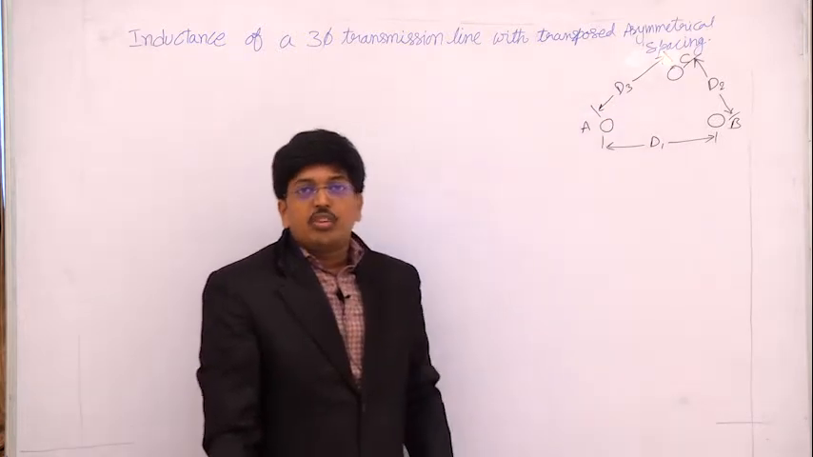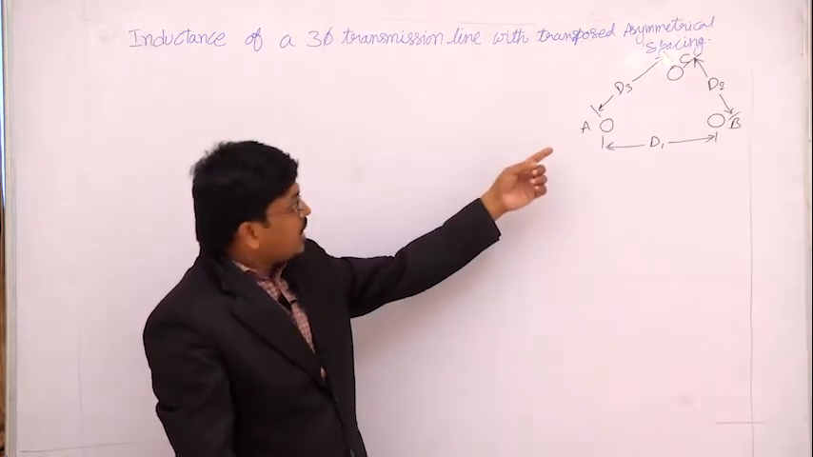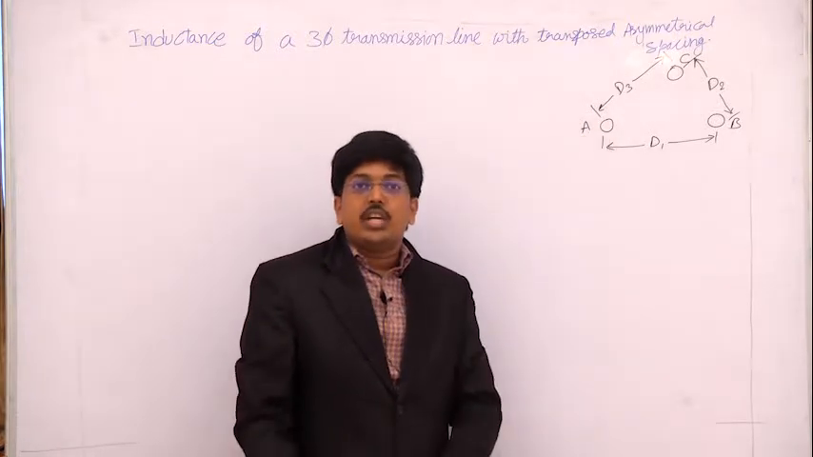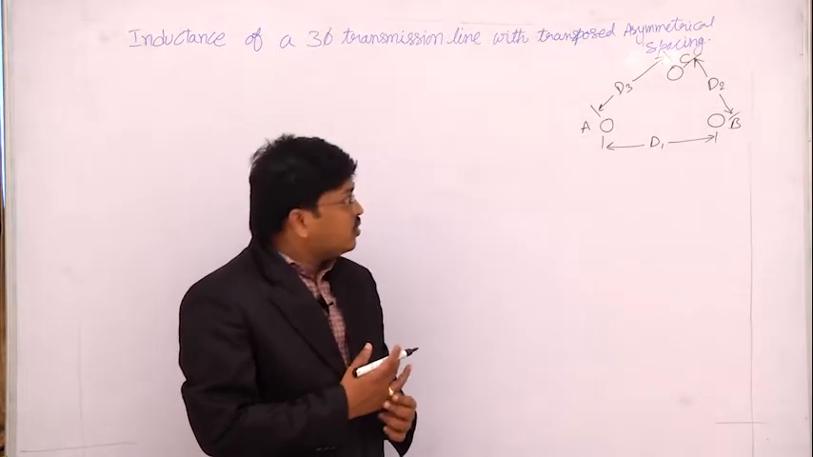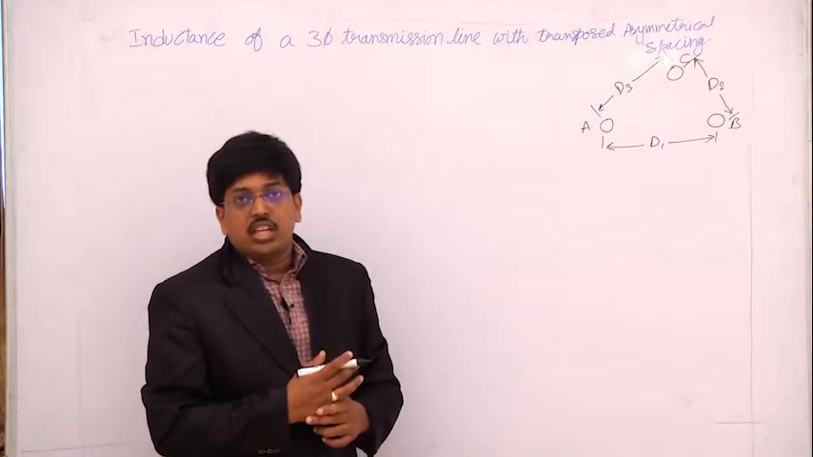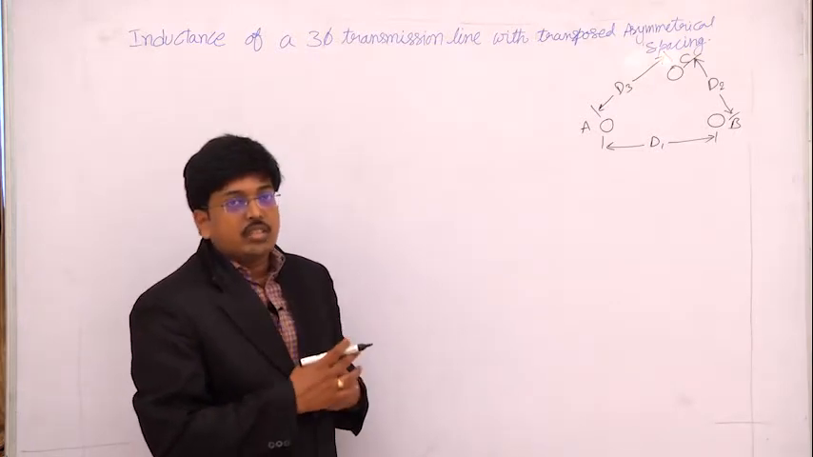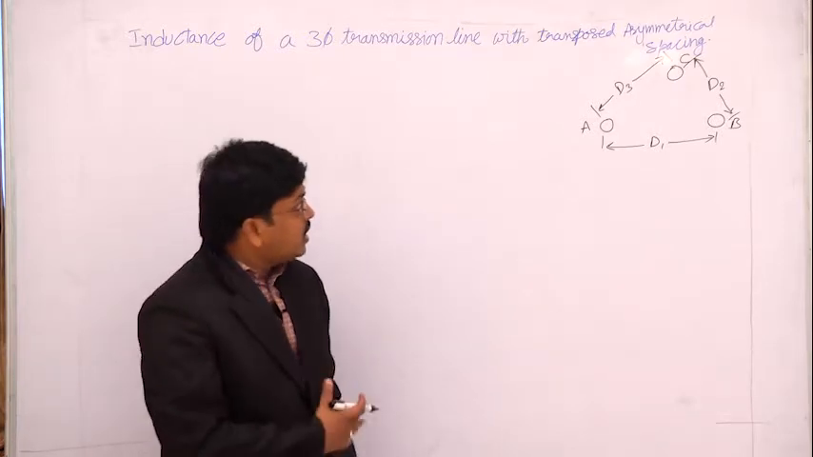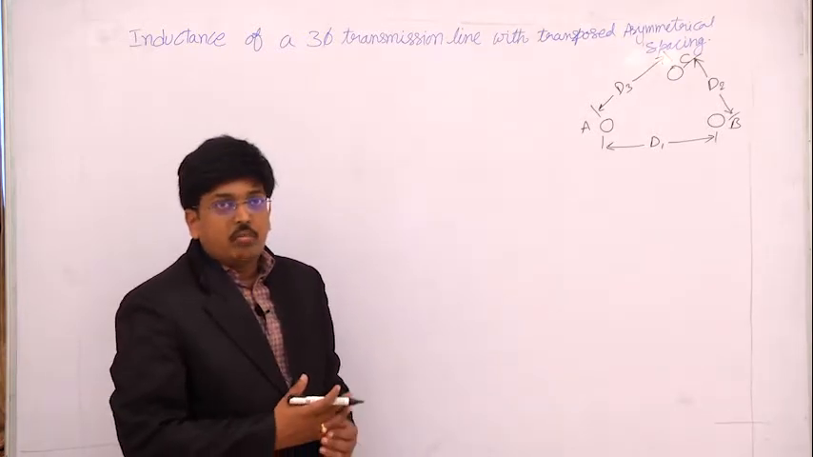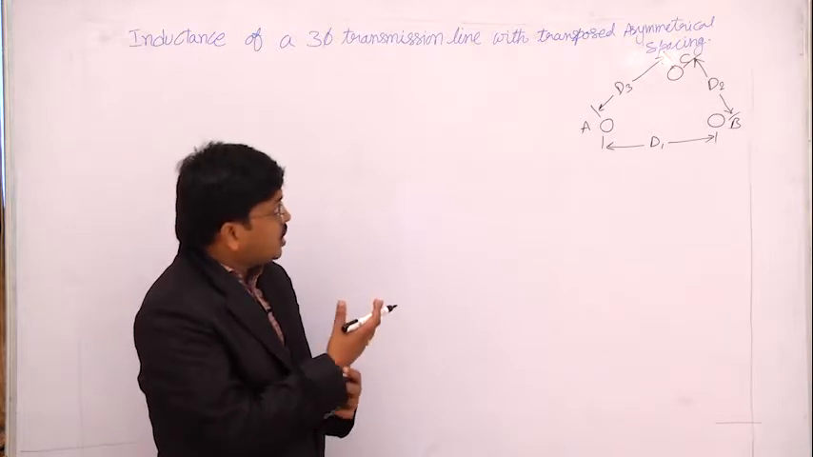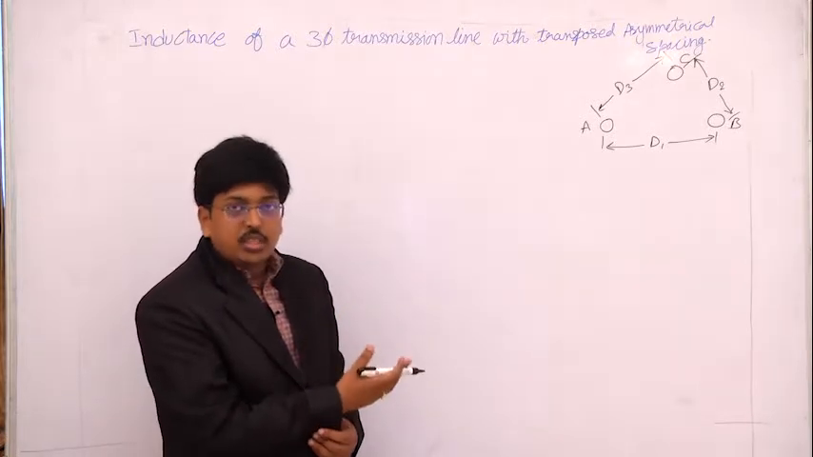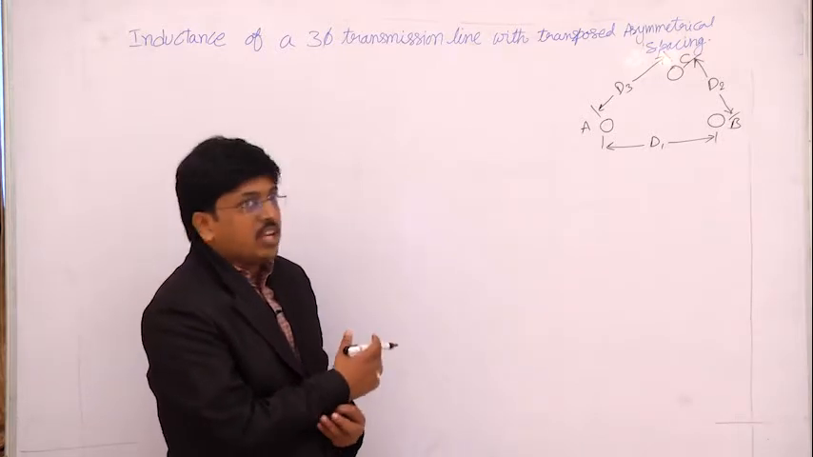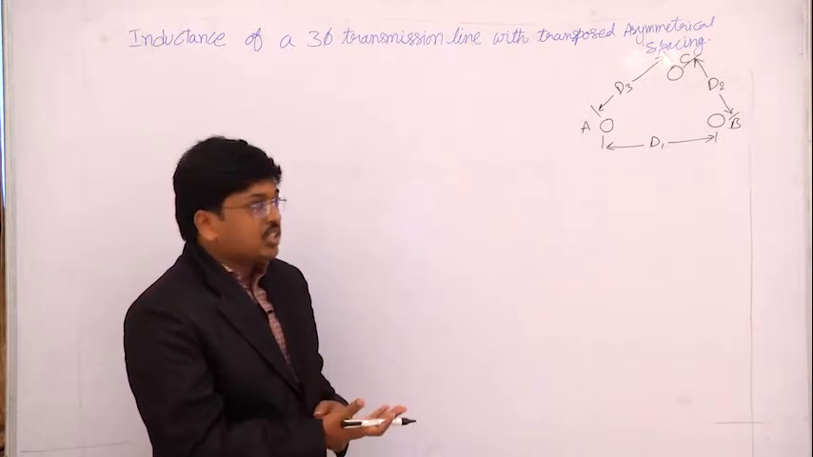If you observe these equations, the inductance values of phase A, phase B, phase C, that is LA, LB, LC, will be unequal values. That is, there are unidentical values in the case of asymmetrical spacing. Most practical systems use asymmetrical spacing only. But in asymmetrical spacing, all three phase inductances have three different values, right? Which is not a considerable case.